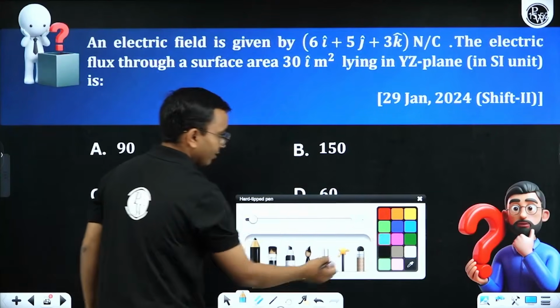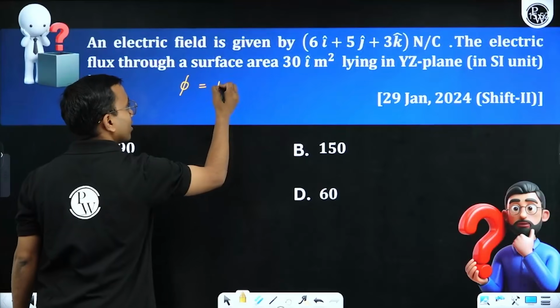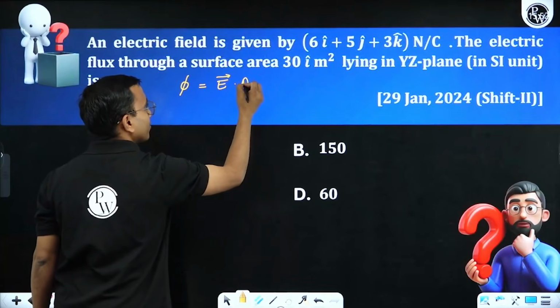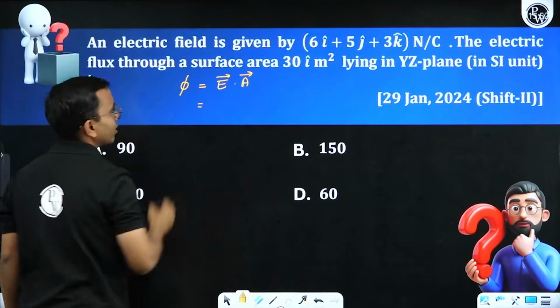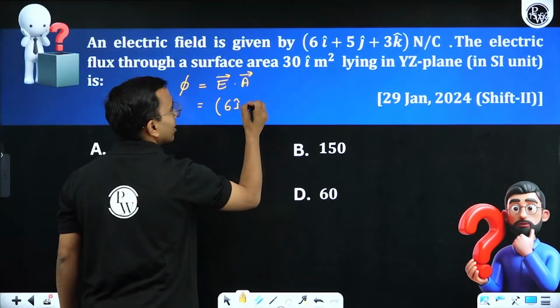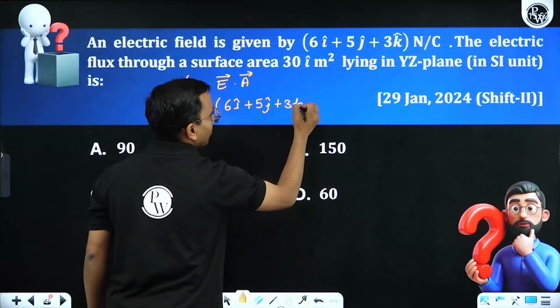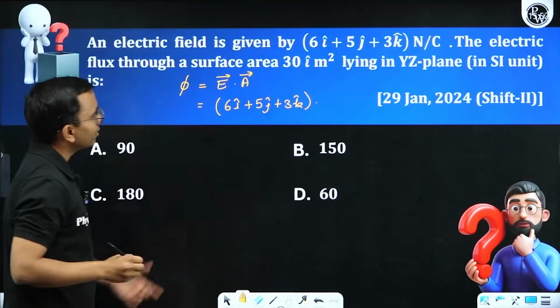Now when we write flux, use the formula E dot A. You know how to take the dot product. First I will write E, that is 6 i cap, 5 j cap, 3 k cap, dot 30 i cap.